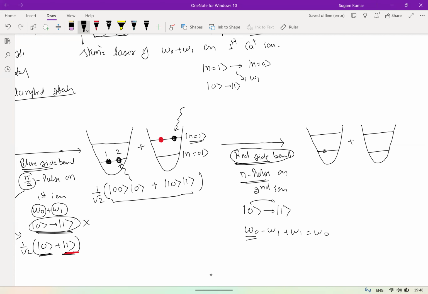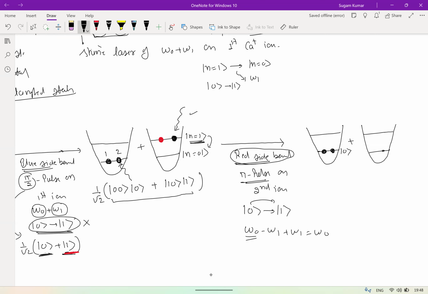So nothing is going to happen here, because in this situation the particle is already in the ground state. So this red sideband is not going to alter this state. The red sideband is going to alter this second state, because here the particle is in the n equal to 1 state, and from there it will fall back. So this particle is going to fall back to the ground state.